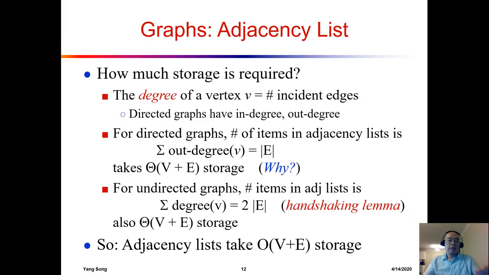So putting this information together, it doesn't matter if we are storing a directed graph or undirected graph. The memory cost of storing an adjacency list should be O(V plus E). Okay?